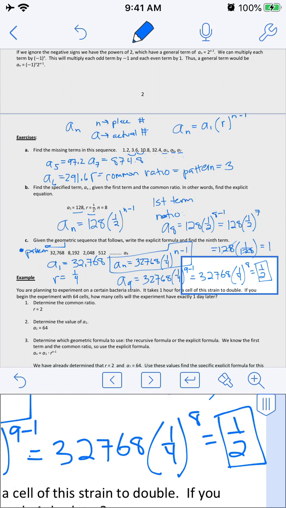We got a couple more examples, kind of around the same idea, like finding a lot more pieces and then kind of a word problem. But this is basically the logistics of sequences.